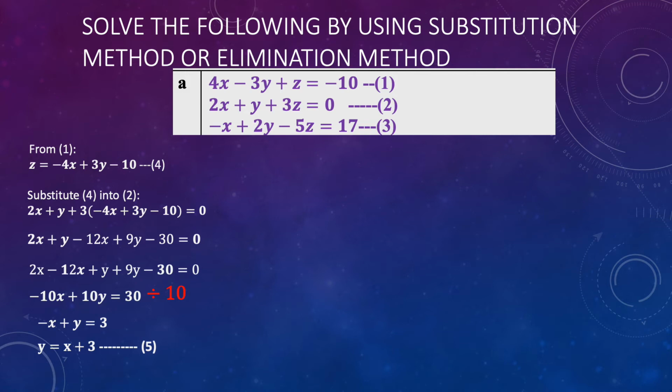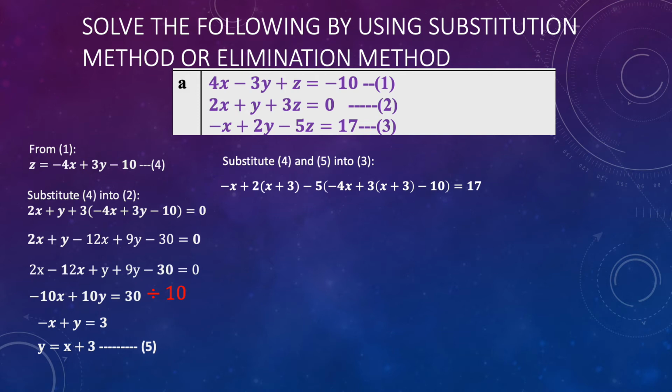Then the next step, we substitute equation 4 and equation 5 into equation 3. You can see here negative x plus 2 times x plus 3 minus 5 times negative 4x plus 3 times x plus 3 minus 10 equals 17. In equation 3, the 2y will become 2 times x plus 3, and 5z will become 5 times negative 4x plus 3y minus 10, and then the y will be substituted by x plus 3. Therefore, you get this equation.